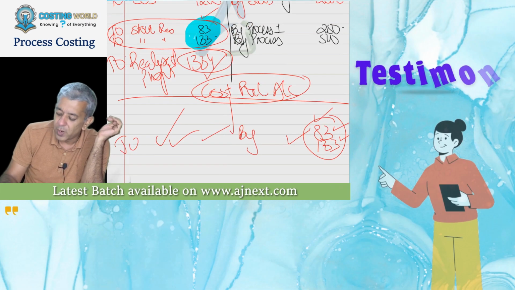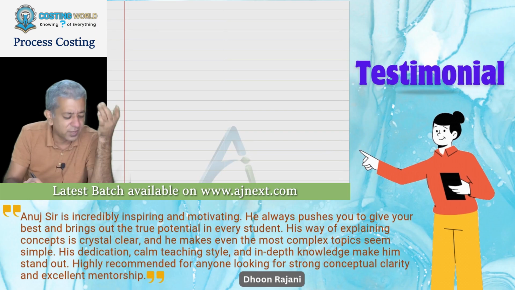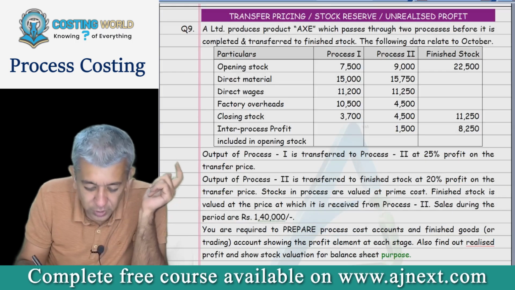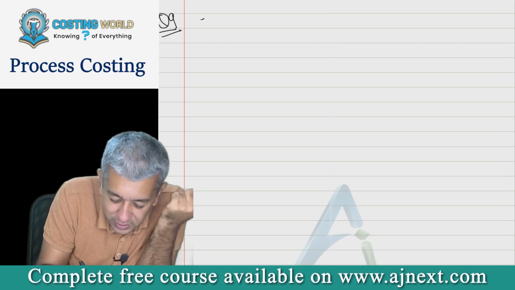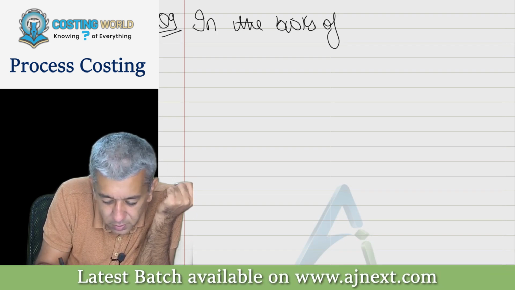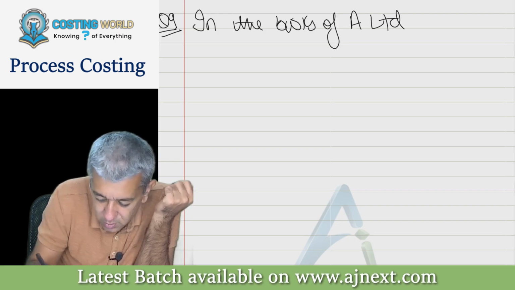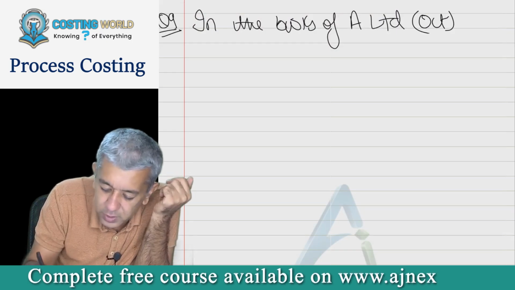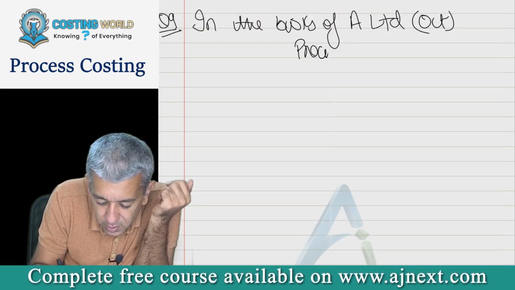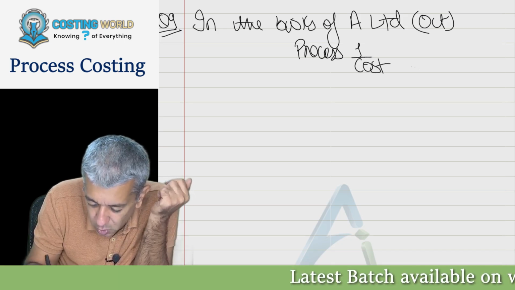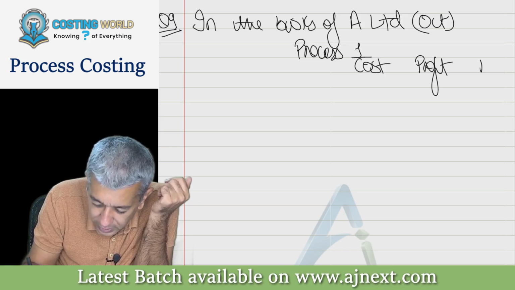Now we are not solving the next question, but what you all are doing for me, question number 9, write down. So in the next lecture we will directly start with the things. In the books of A Limited, this is the data for October. Write down process 1 account. Write down cost, profit, amount.